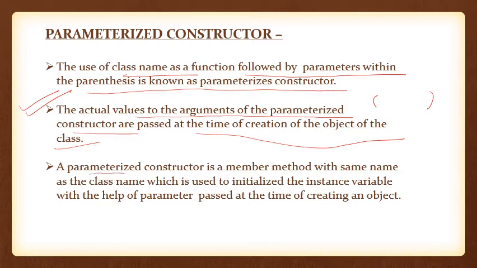A parameterized constructor is a member method with the same name as a class, which is used to initialize the instance variable. Instance variable means object, with the help of parameter passed at the time of creation of the object.